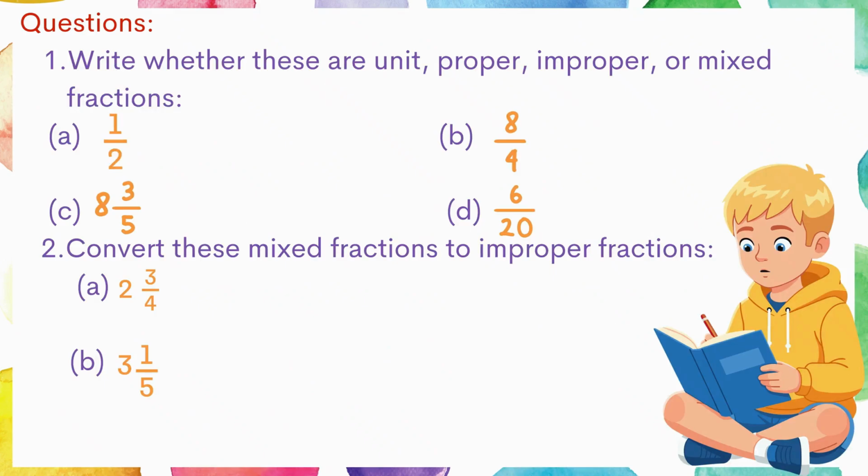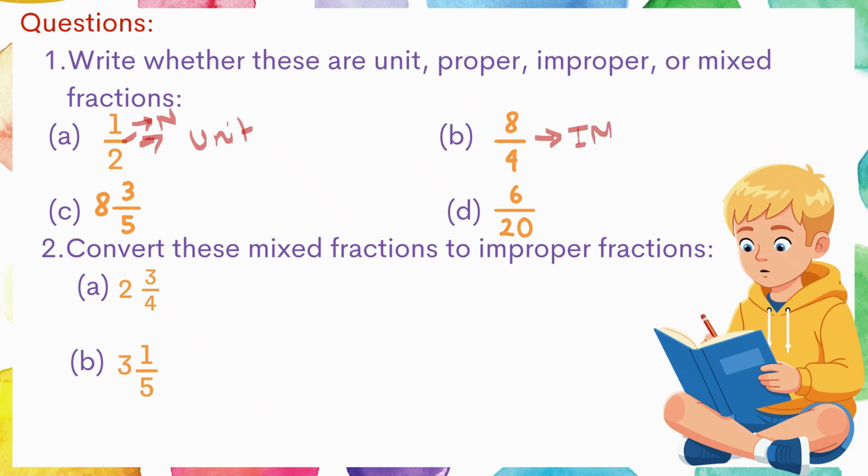Now we are going to find out which is a unit fraction, which is a proper fraction, an improper fraction and a mixed fraction. Let's find out. Are you remembering what 1 by 2 is called? You remember, if the numerator is 1, then it's called a unit fraction. Good job. Now 8 by 4, is it a proper fraction? No, very good. It is an improper fraction.